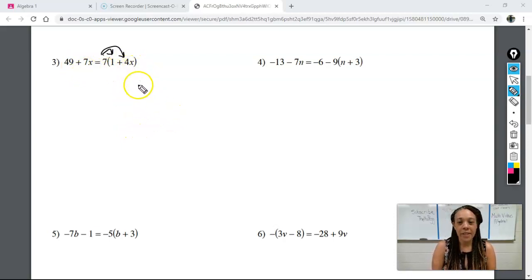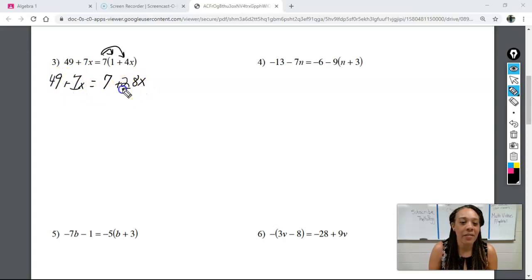Okay, number 3, we're going to say the same thing over and over again. So we're going to pick up the pace. All right, so 7 times 1 is 7. 7 times 4 is 28x. Those were very straightforward with no negatives. I drop the rest down and continue to work the problem.